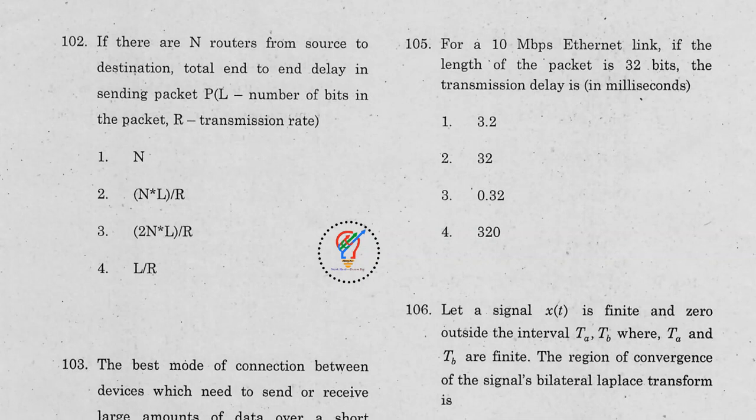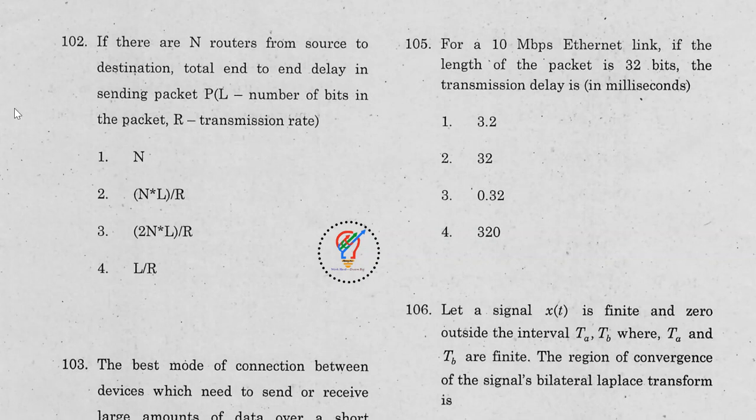In this video, let's continue the TNEB electronics paper solutions. The question number we'll discuss is 102. In my previous video, we discussed up to question number 101, right? In these solutions, we'll discuss the control systems and the communication engineering paper solutions. So let's start the questions here.